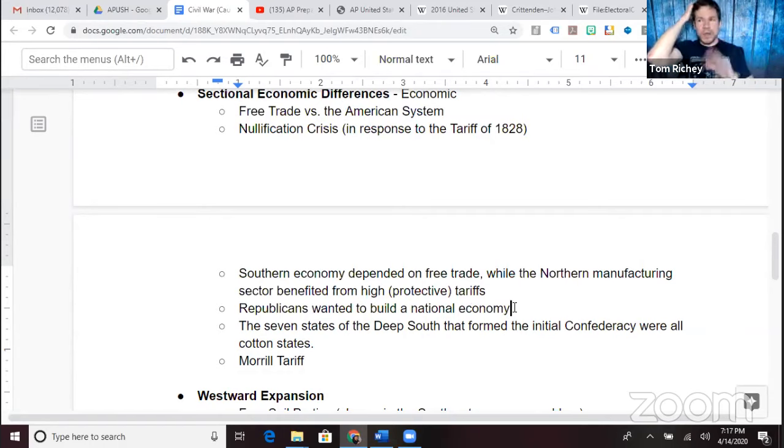So when you're thinking about this, why was Abraham Lincoln a free soiler? Why were the majority of Republicans free soilers? This is seeing Southern secession as an effort to make their economy more independent.